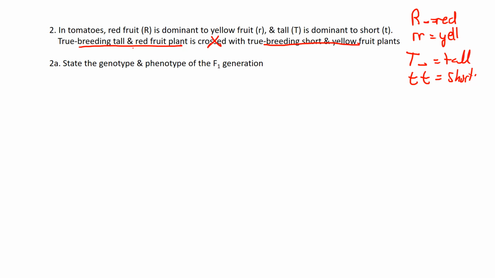So true breeding, if you remember, another name for true is homozygous. So it's going to be the same. So true breeding tall is capital T, and red. So we're going to assume it's true breeding for both those traits in that parent. Is crossed with a true breeding short, little s, and yellow, little r. So again, true breeding is another name for homozygous. Homo meaning both those alleles are going to be the same.